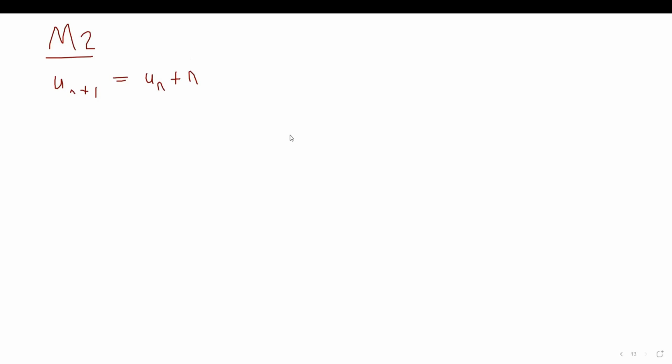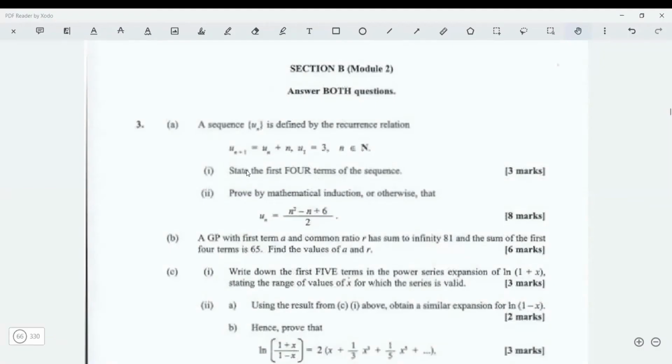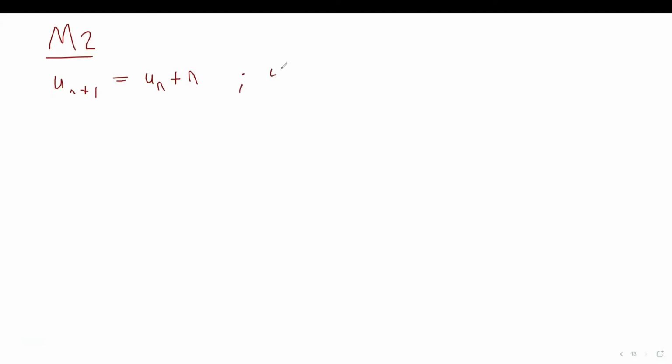And it tells us that u1 is 3. Find the first 4 terms of this sequence, where u1 is equal to 3. So we already know the first term, u1 is 3. Now we need to find u2. To find u2, we plug n equal 1 in the formula, to get u2 is u1 plus n, where n is 1. So u2 is going to be 3 plus 1.